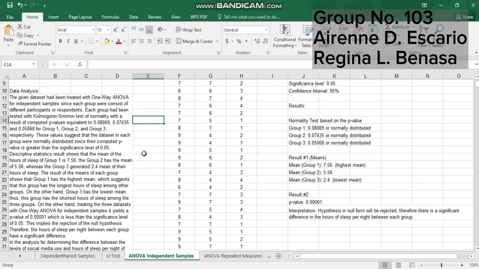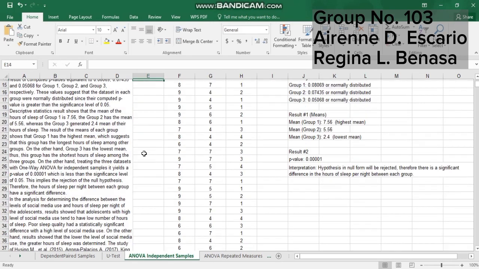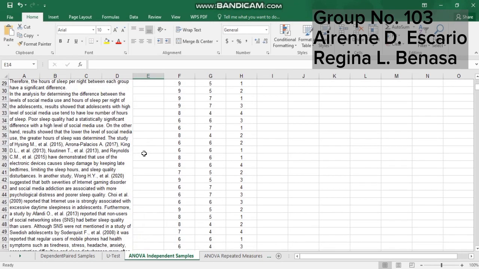On the other hand, treating the 3 datasets with one-way ANOVA for independent samples yields a p-value of 0.0001, which is less than the significance level of 0.05. This implies the rejection of the null hypothesis. Therefore, the hours of sleep per night between each group have a significant difference.